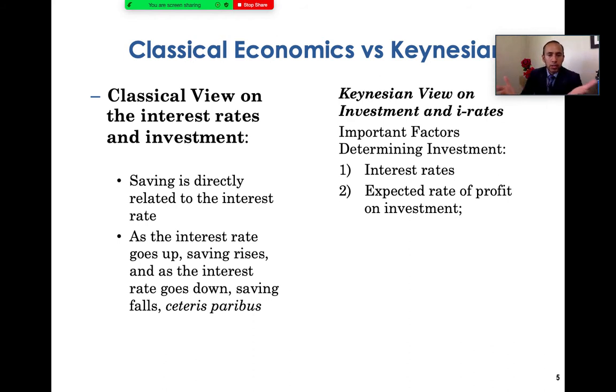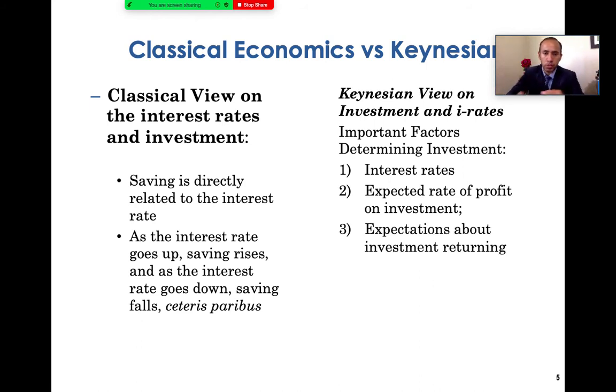Keynesian was actually more practical. He said, well, we need to consider the interest rates, which is part of the classical view, a similar perspective. But they also said we need to consider the expected rate of return or rate of profit on our investment, because that's part of the reason why investment takes place, to receive some form of expected return or expected profit as part of the consideration, not just savings and interest rates. There's more to the story.